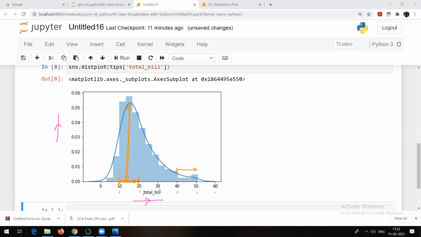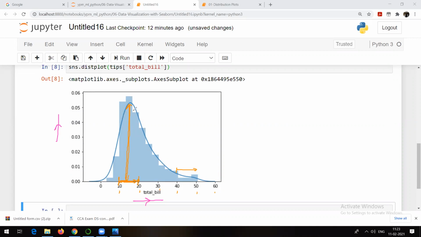Right? And obviously there are other things also which you can understand. But from this particular graph, as I said, what did I say? I said that for passing the data as an input to any machine learning algorithm, you need to make sure that your data should be in a normally distributed format.